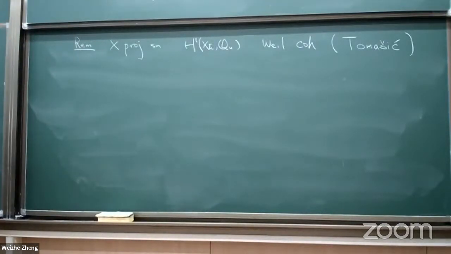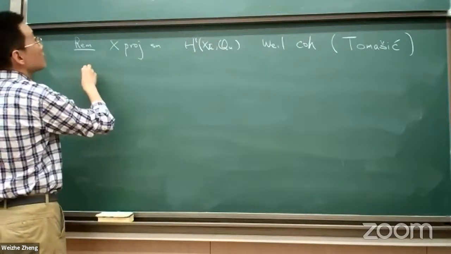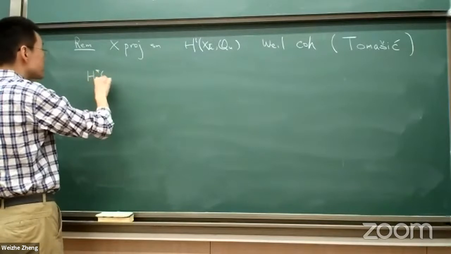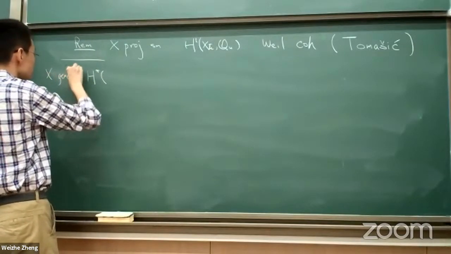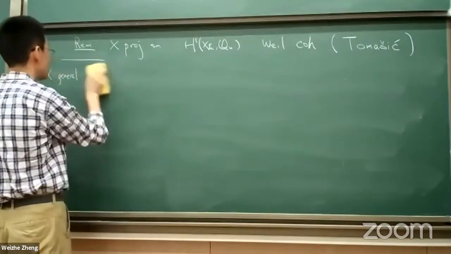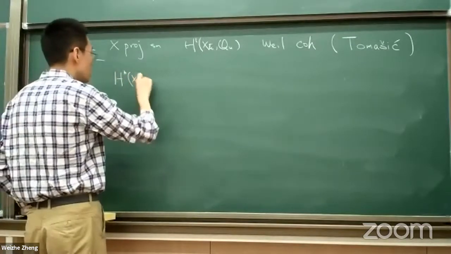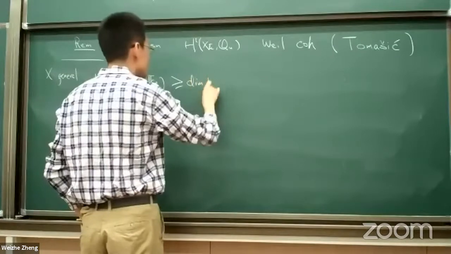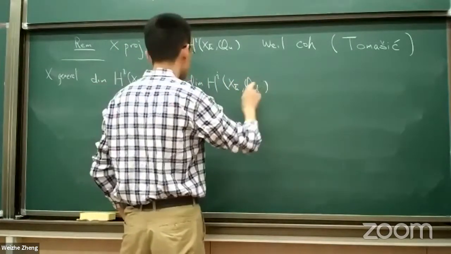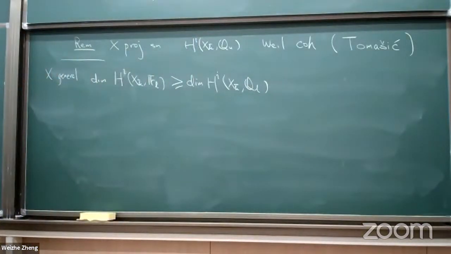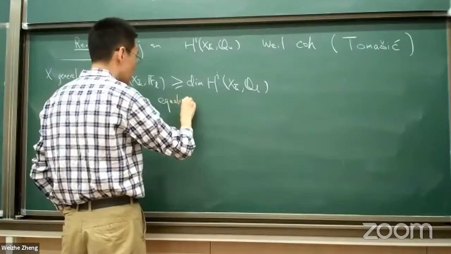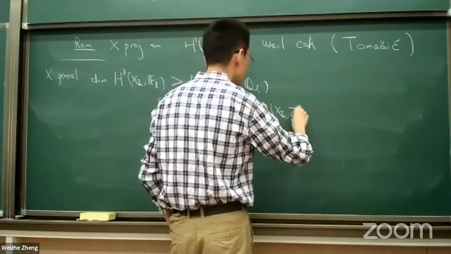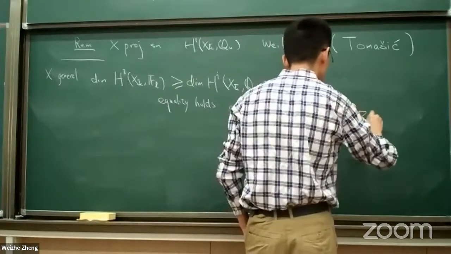Now let me explain why this is related to the question of torsion-freeness. This boils down to a very simple observation. Now X is general again. We look at the cohomology with coefficients in F_ℓ, and we know that the dimension, for each index i, is greater than or equal to the dimension of the Q_ℓ cohomology. And moreover, this is just a universal coefficient theorem, equality holds if H^i(X_K̄, Z_ℓ) and H^{i+1}(X_K̄, Z_ℓ) are torsion free.